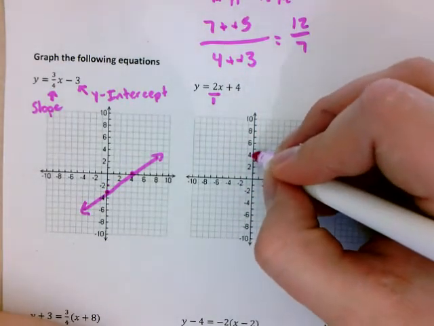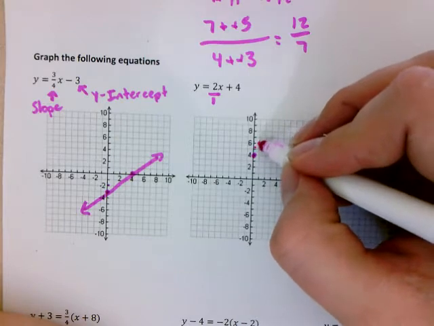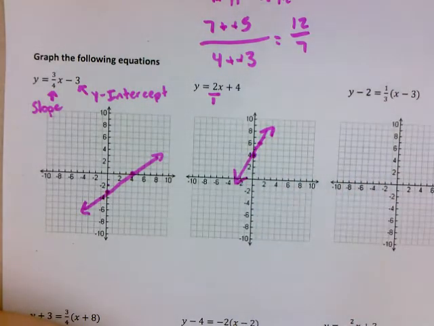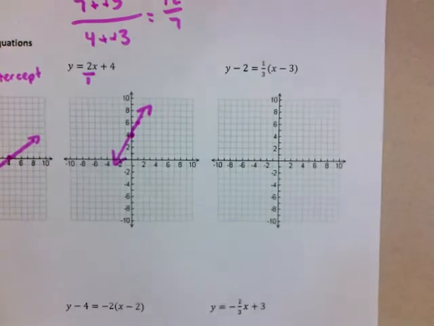We're going to put a dot there. We're going to do our rise over run, which is rise 2 over 1. Draw through your 2 points. There you go. This next one's a little bit tougher because it doesn't look like the previous ones.